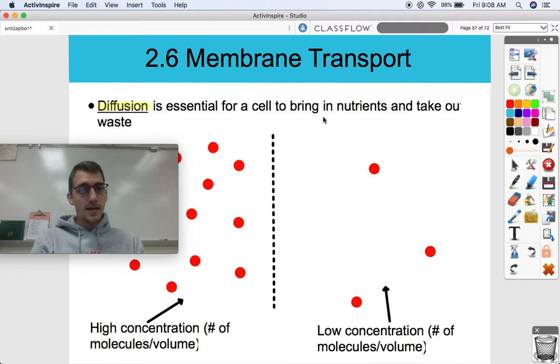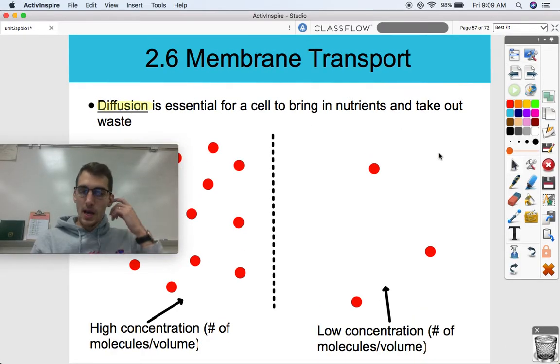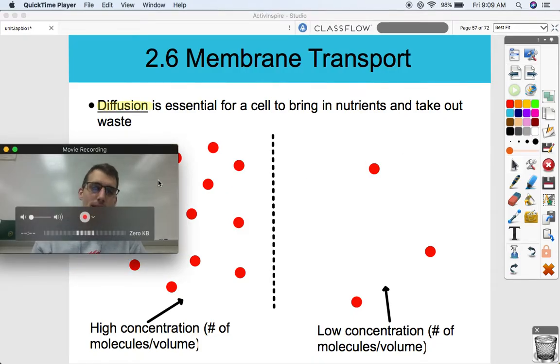But before we get into that, we have to talk about one of the main properties of fluids. And by fluids, I mean liquids and gases. And that's diffusion. Diffusion is essential for a cell to bring in nutrients and take out waste. So how diffusion works, I'm going to get there in a second.